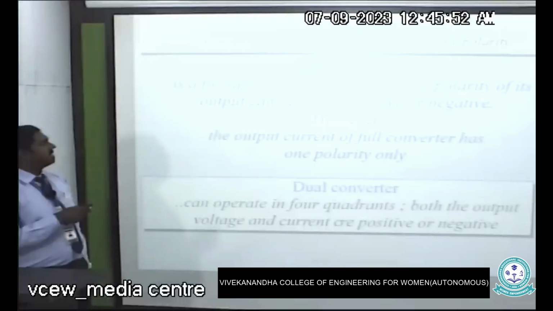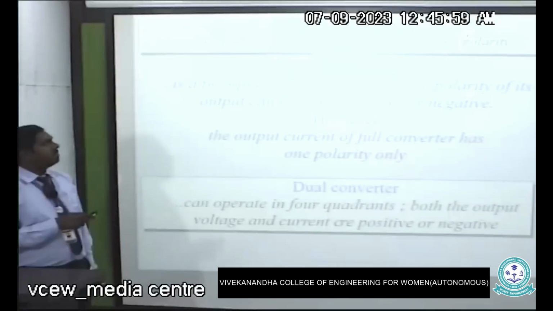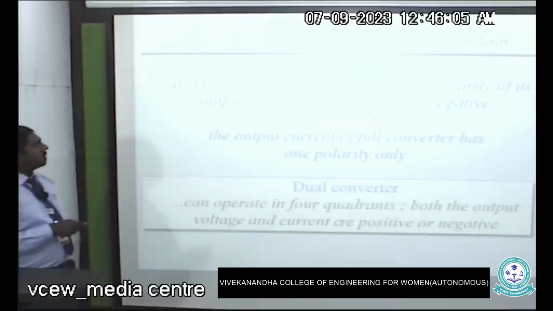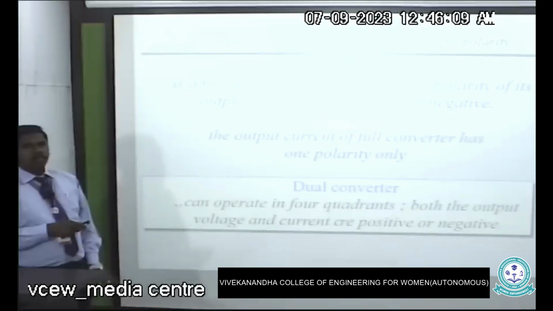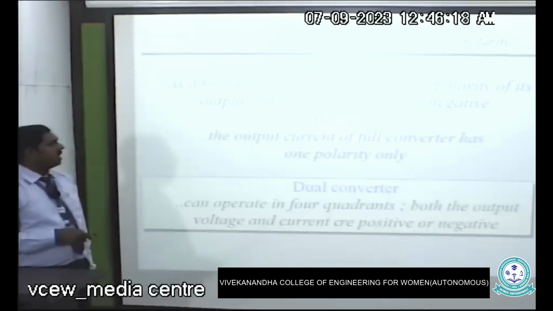So here this is a comparison. The semi converter has only one polarity, meaning only positive or only negative. But the full converter can give either a positive or a negative output. For the dual converter, both voltage and current can be positive and negative.